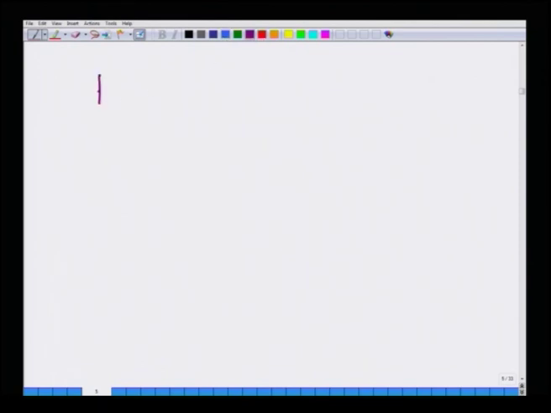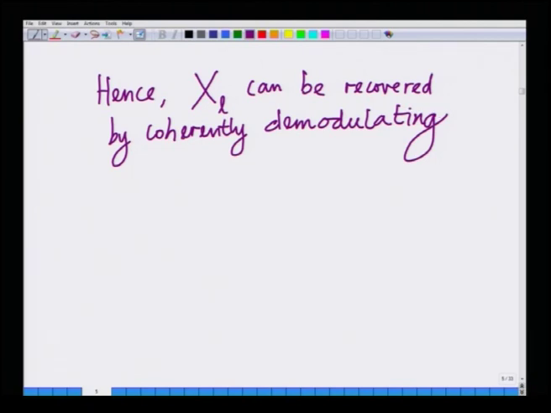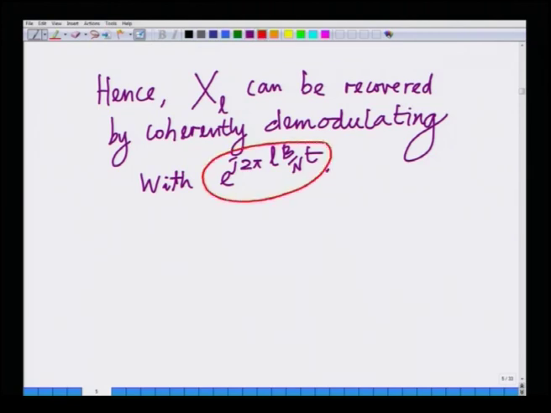Hence, x_L can be recovered by coherently demodulating with e power j 2 pi L b over n t. By coherently demodulating with that appropriate subcarrier, I can recover x_L.